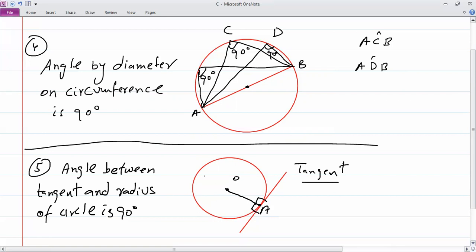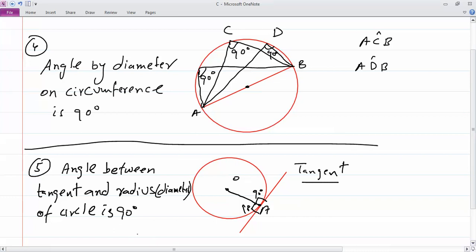In the same way, you can say diameter in place of radius, because diameter is double the radius. So either radius or diameter, you say. The angle between tangent and radius is always 90 degrees. This angle will be 90 degrees. This is 90 degrees. This is rule number 5. Okay. Clear?